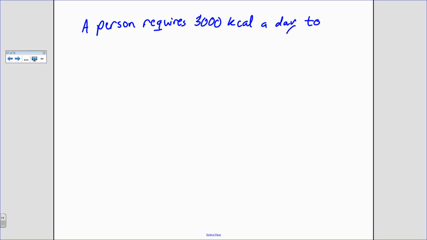A person requires 3,000 kilocalories. Now, remember, this is the food calories that we see on our packages of food. 3,000 kilocalories a day, but consumes 4,000 calories. How long must the person cycle in order to use these extra 1,000 calories?